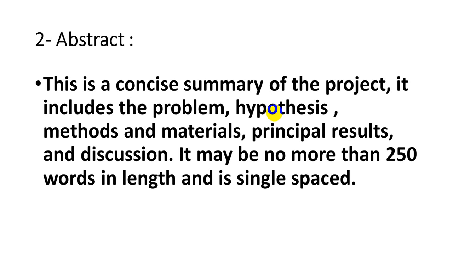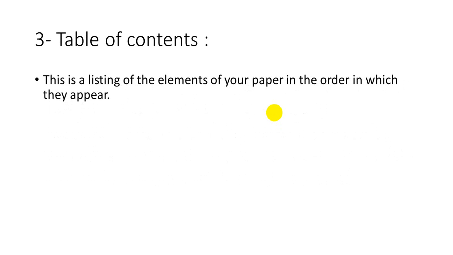It includes the problem, hypothesis, methods and materials, principal results, and discussion. It may be no more than 250 words in length and is single spaced. It depends on what kind of journal you want to publish your paper in. Number three, table of contents. This is a listing of elements of your paper in the order in which they appear.